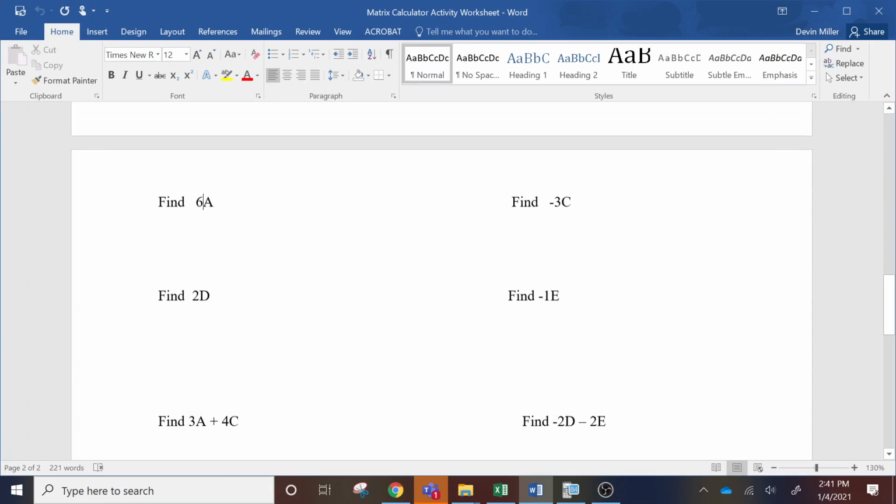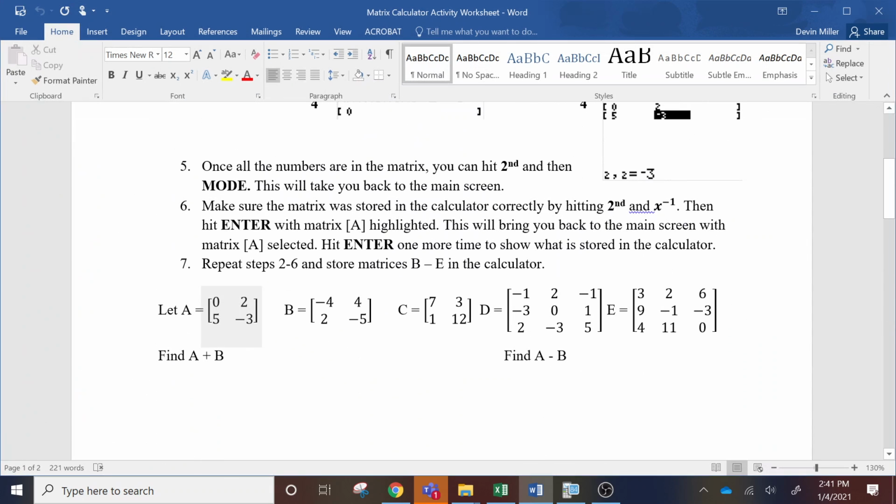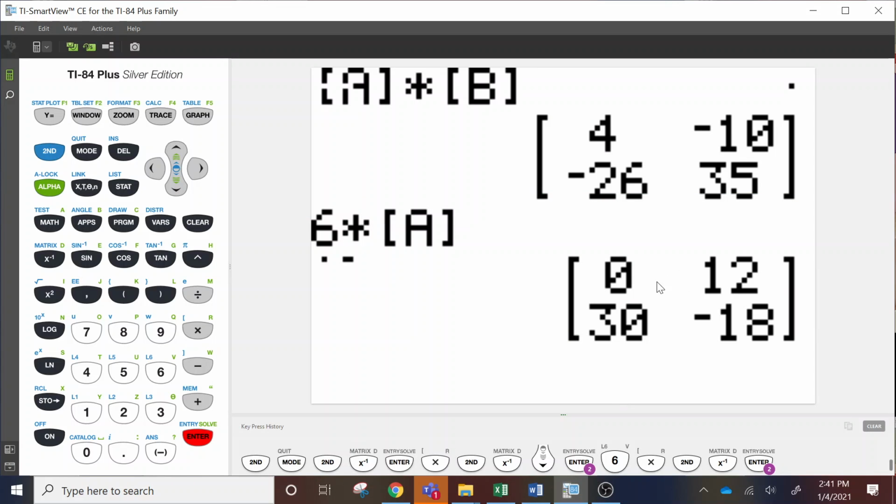And that should work. Because matrix A is 6. So it would be 0, 12, 30, negative 18. And there's your answers. So make sure you know how to do this for the test that we're going to do on matrices. That way it'll be a little easier. When you're in class, you can do this on your calculator and you don't have to do it by hand. So it's a nice little shortcut. And if you forget anything, you can always go back and rewatch part of the video. So that's how you do them in the calculator and store them that way.